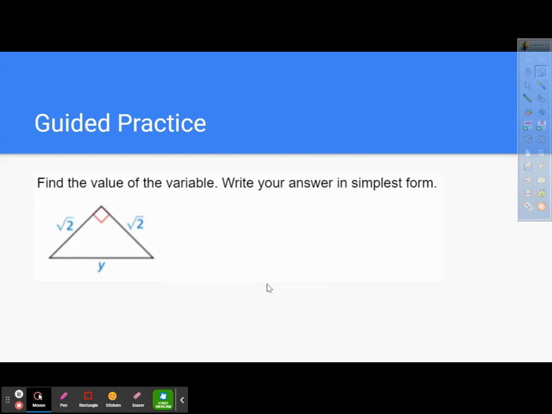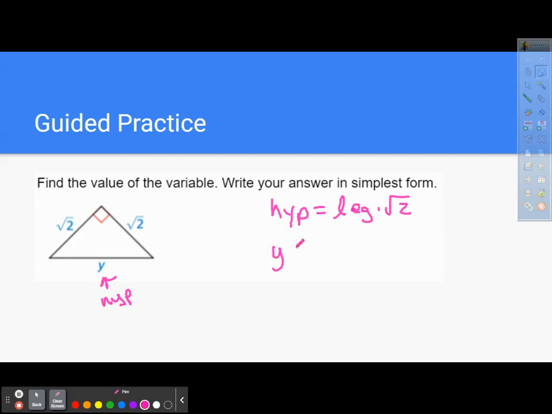All right, if I could have your attention, please. On this one, y is your hypotenuse. So whenever you plug this into your formula, hypotenuse equals the leg times the square root of 2. The hypotenuse is y, and the length of a leg is the square root of 2. So you have the square root of 2 times the square root of 2. Well, anytime you multiply a radical times a radical, you just multiply the numbers inside together and put that number under a radical. 2 times 2 is 4. So that would be the same as the square root of 4. And what's the square root of 4? 2. So your answer is y equals 2.